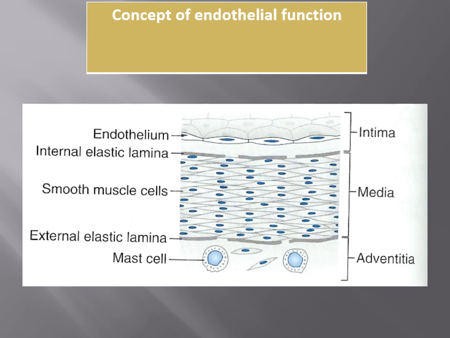The second layer is the media. Successive layers of smooth muscle cells arranged along the longitudinal axis of the vessel wall and control the vasomotor tone. It is separated from the adventitia by the external elastic lamina, single layer of elastic tissue. The outermost layer or the adventitia, it consists of dense collagen bundles containing the blood supply or the vasa vasorum and the nerve supply or vasa nervosa of the vessel wall.